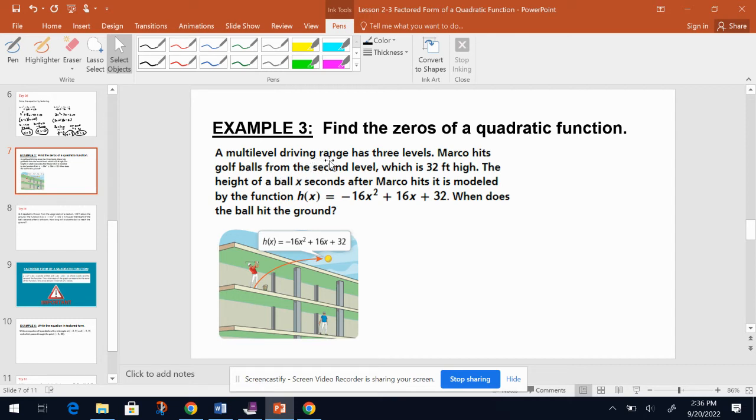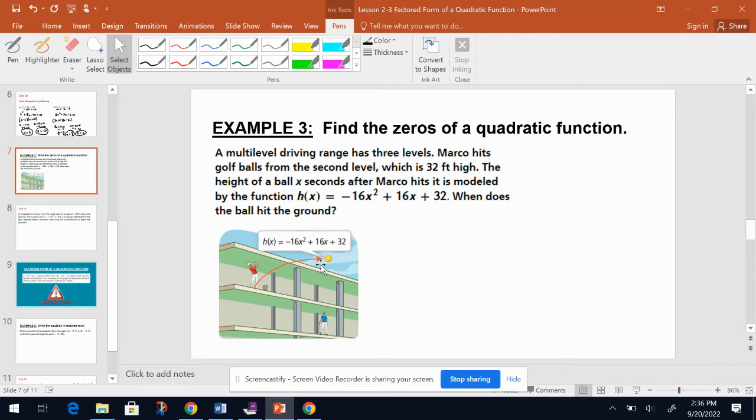A multi-level driving range has 3 levels. Marco hits the golf ball from the second level, which is 32 feet high. Notice how high it is is also the y-intercept, where it starts. The height of the ball, x seconds after Marco hits it, is modeled by the function h of x equals negative 16x squared plus 16x plus 32. When does the ball hit the ground?